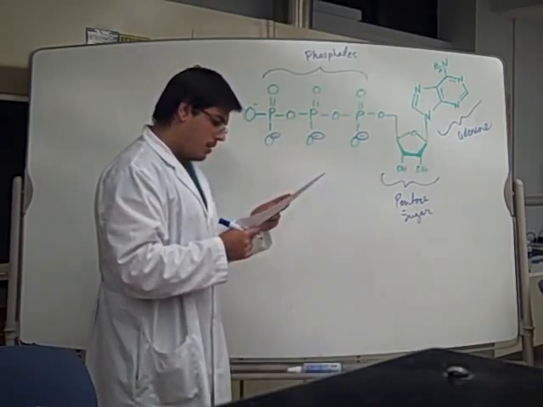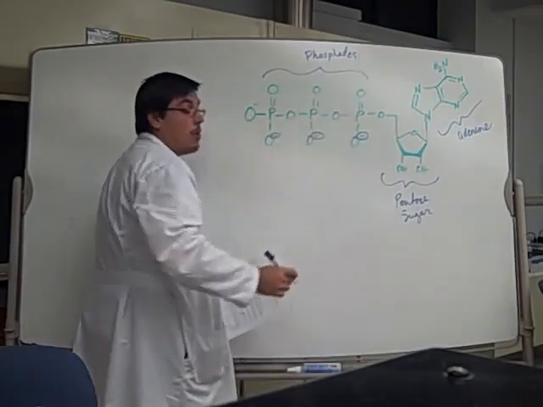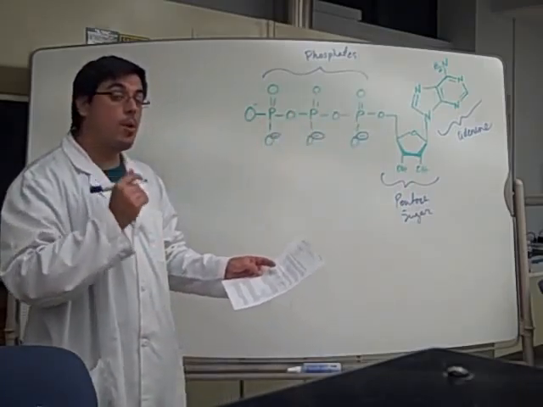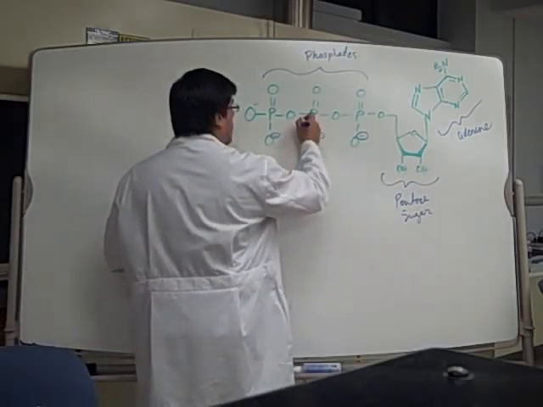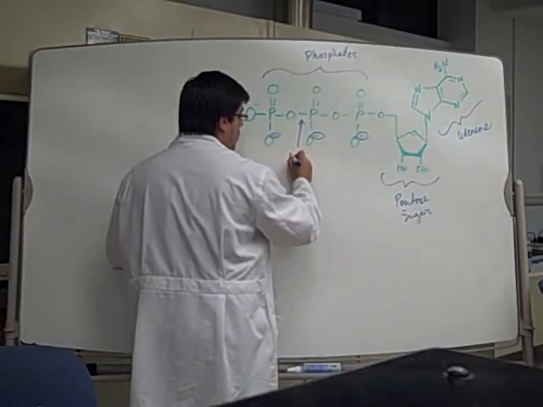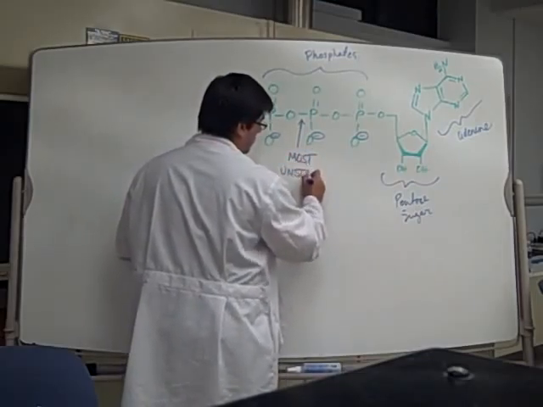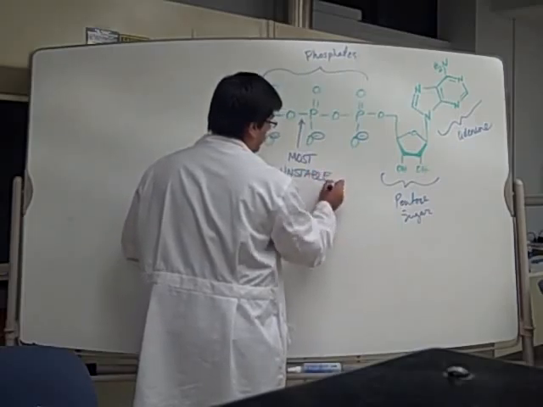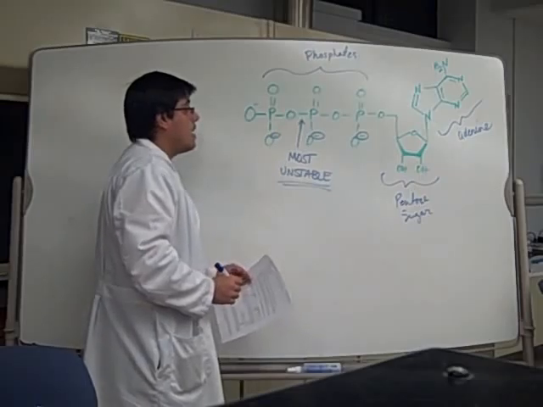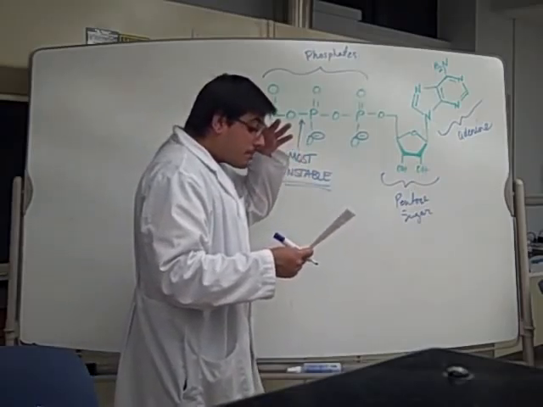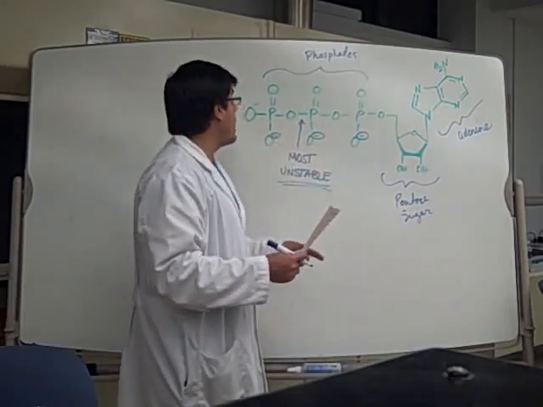Now, circle the unstable region. So of course, the unstable region would essentially be the phosphate groups. Now, the most unstable would essentially be the bond right there. That's the most unstable. Okay, it's the most unstable bond out of the three. Okay, now, and that's where most likely we have the first break.